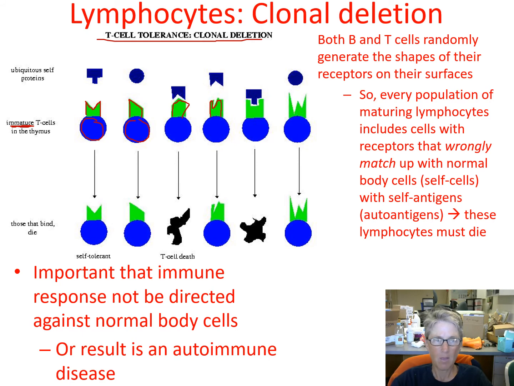Now, in the thymus, they are subjected to these ubiquitous self-proteins. Ubiquitous just means these self-proteins are everywhere, so they could be found on any of your self cells. And think about it, you don't want your T cells to recognize your own antigens. So it says ubiquitous self-proteins, but they could also be called self-antigens or epitopes.